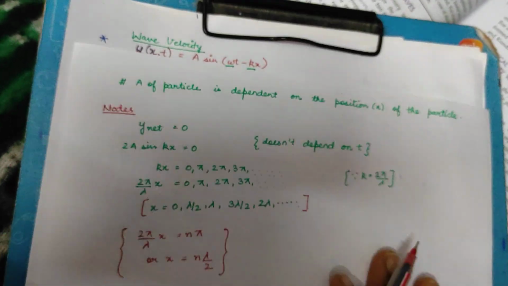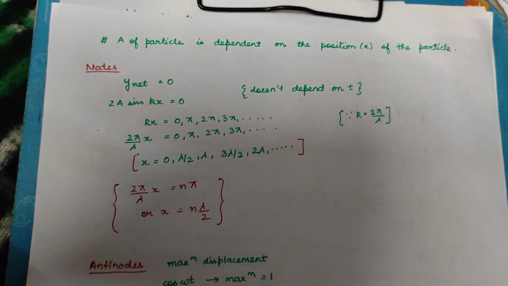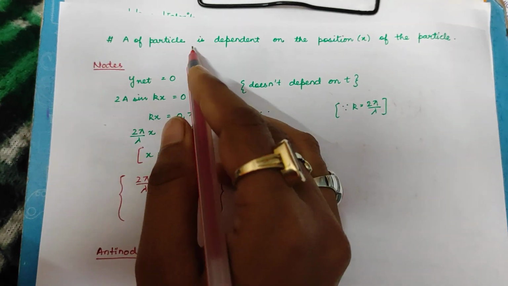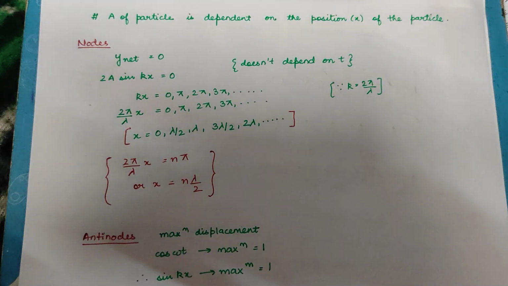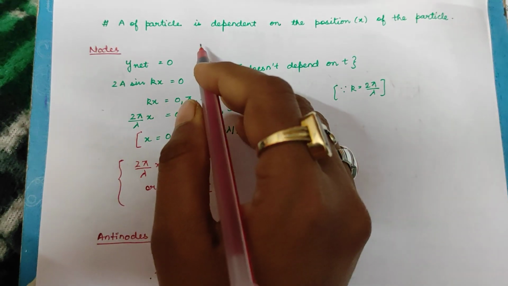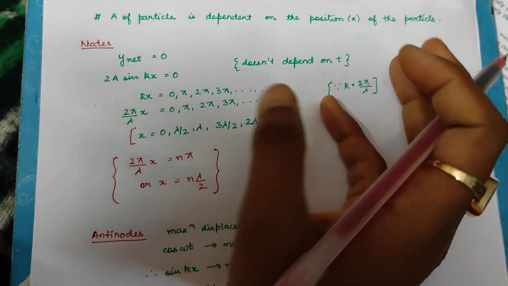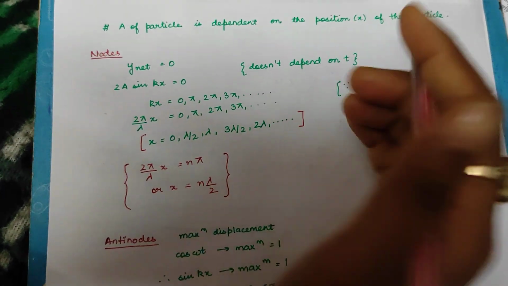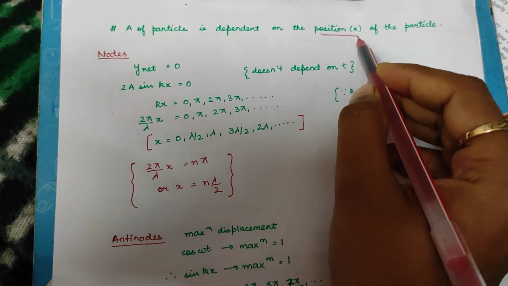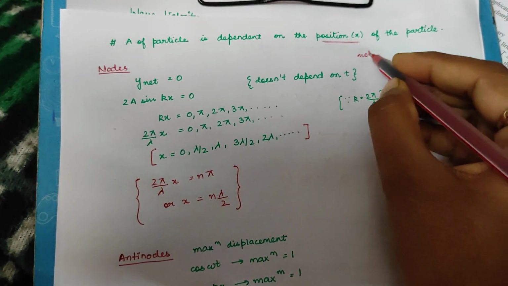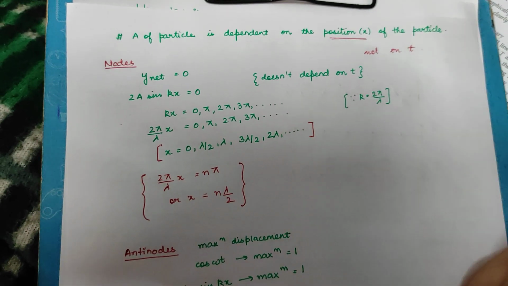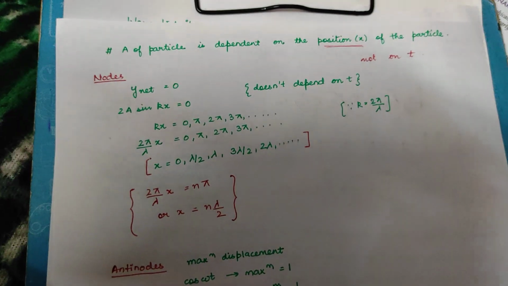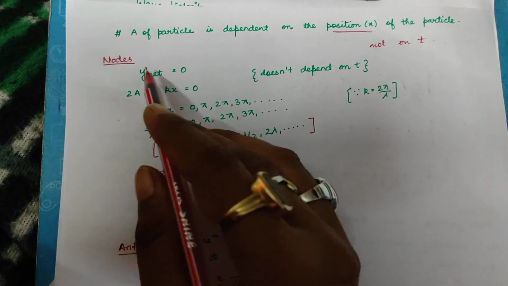Now using this, if we talk about the amplitude of a particle, we have seen in the graph also that the amplitude of a particle is not always zero, not always maximum, it depends. But it depends on what? It depends on the position x of the particle and not on time t. Is it clear?